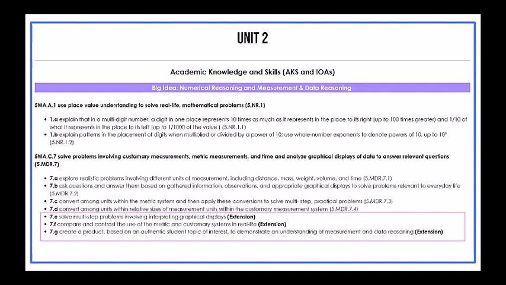And finally, you will find the new extension IOAs for AKS 5.MA.7 to support the differentiated needs of each student. As you can see, the word extension is bolded and in parentheses to notify that these are extensions specific to Gwinnett County. Please note you will not find resources from the state of Georgia for these IOAs.